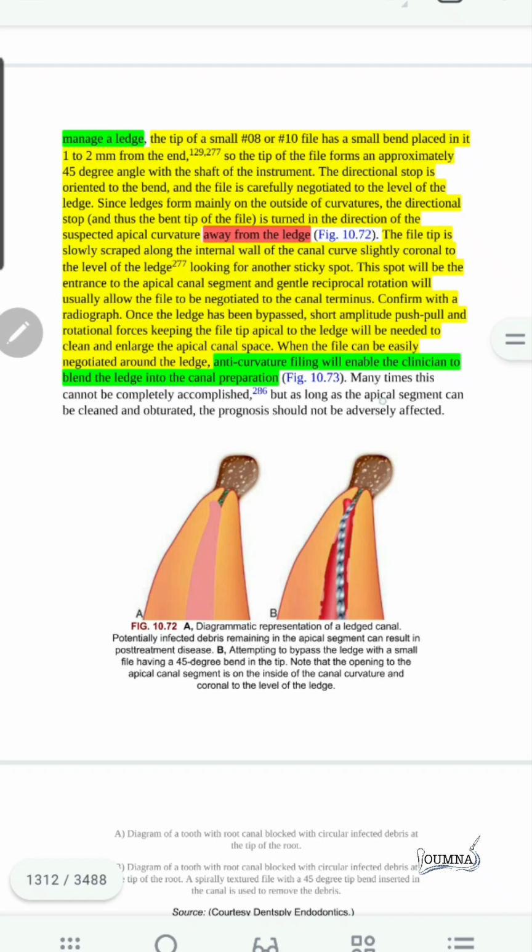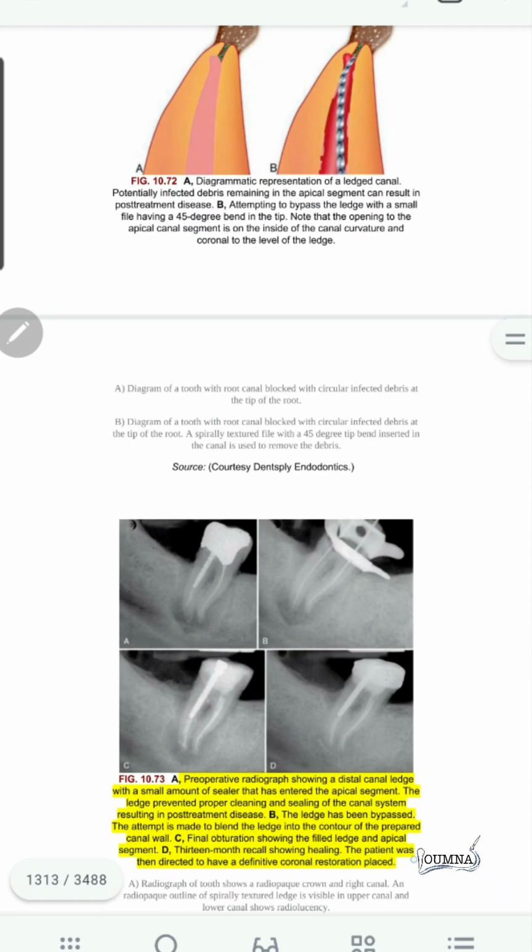This is for dealing with ledges manually. But what about using the rotary instrumentation? We must use it, first bending it like the manual one, 1 to 2 millimeters from the end, and we set the motion to reciprocal motion, and the speed must not exceed 150 rotations. Then we go slowly until we bypass the ledge.